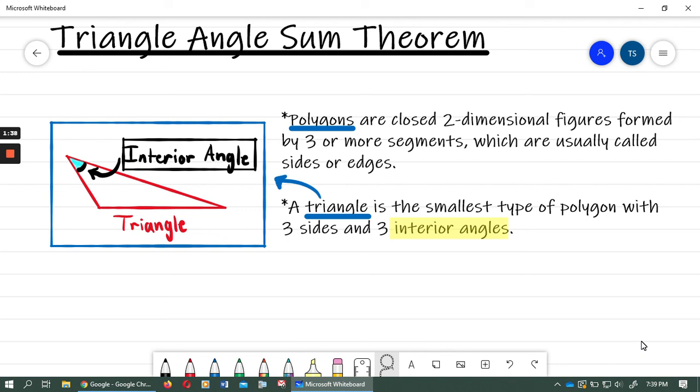We also talked about in one of our previous lessons, even though most of us were probably already familiar with what a triangle was, just to make sure, that a triangle is the smallest type of polygon with three sides and three interior angles. And then, of course, we wanted to make sure that you understood exactly what we meant when we said interior angle. That is very important when we're talking about this triangle angle sum theorem.